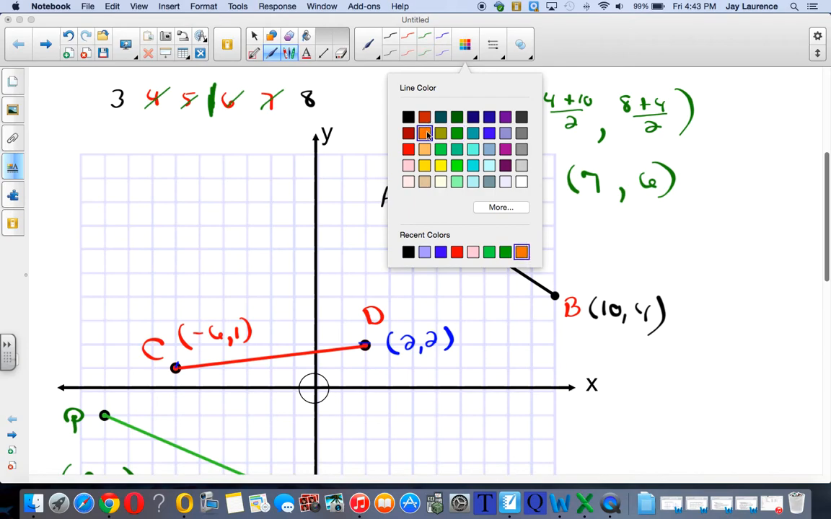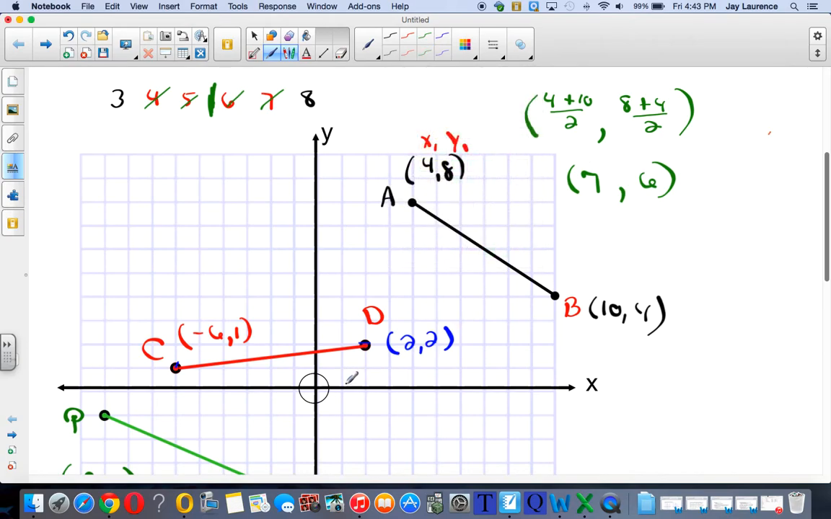Let's get this nice orange color. And let's go 1, 2, 3, 4, 5, 6, 7. 1, 2, 3, 4, 5, 6. Look at that. Look at that. Isn't it smack in the middle? Like if I count 1, 2, 3 over and 2 down, and if I go 3 over, 2 down, look at that. It's going to be the same, isn't it?